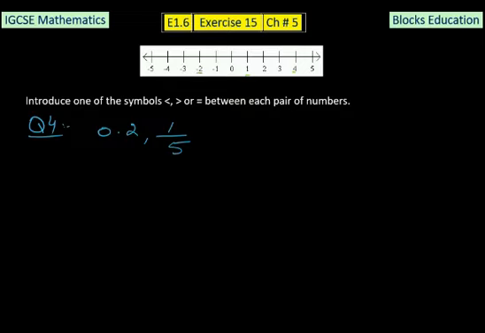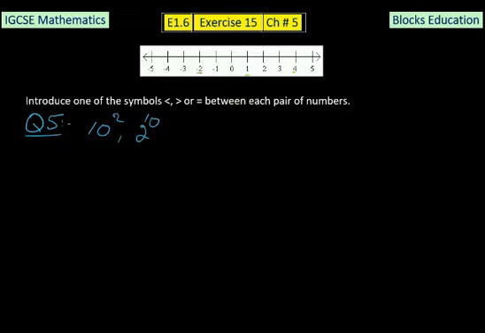In question number 4, it says 0.2 and 1/5. So we know that 1/5 is 0.2 as well. So it means that these are equal. So we can write 0.2 equals to 1/5.